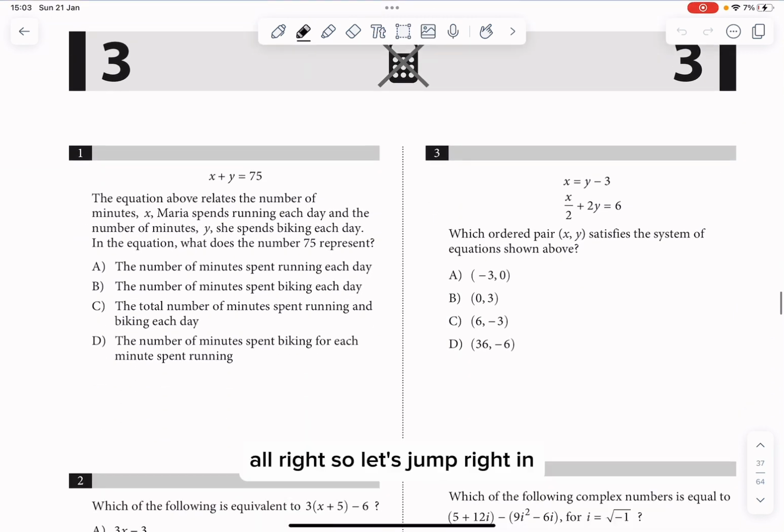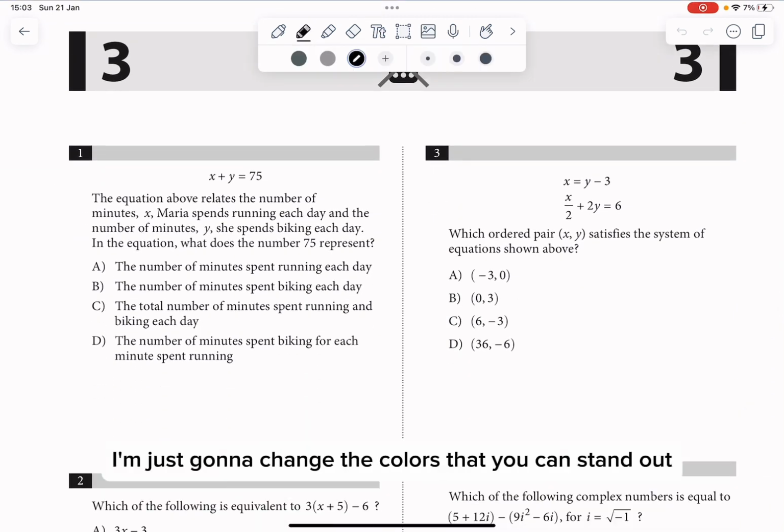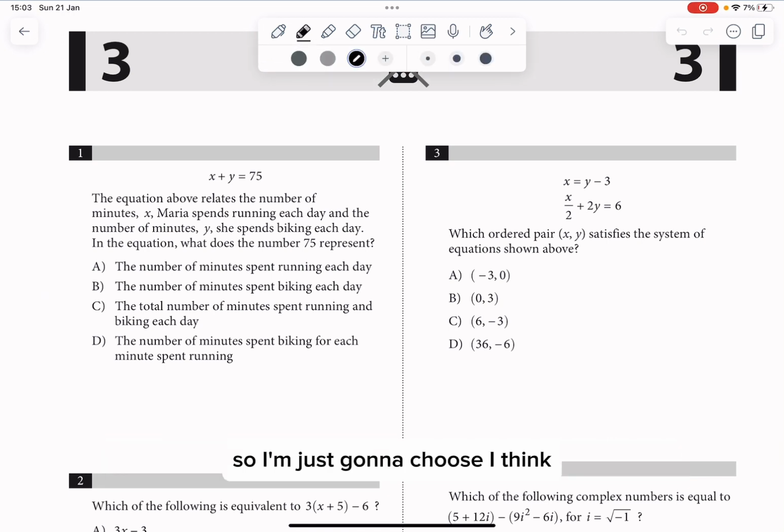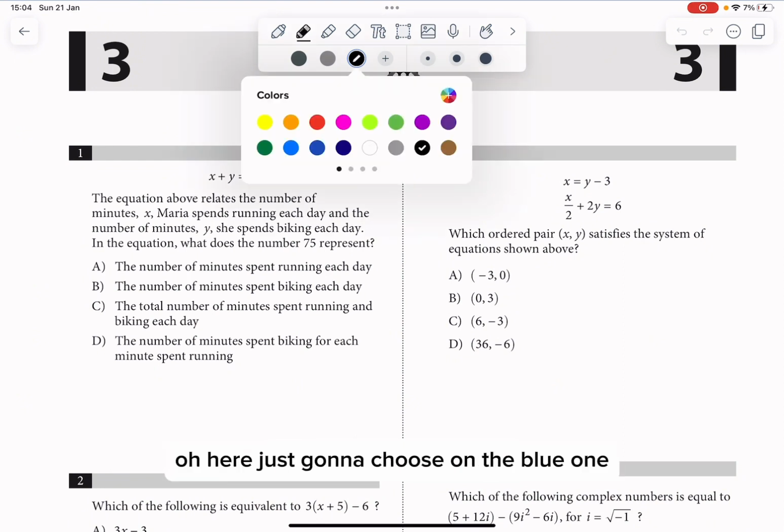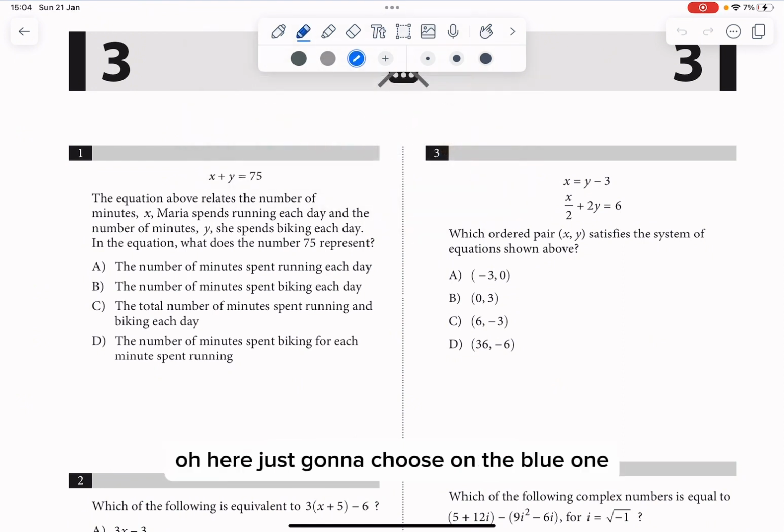Alright, so let's jump right in to the first question. I'm just gonna change the color so that it can stand out. Wait a minute, where's the color board? Oh, here. I'm just gonna choose the blue one, I guess.